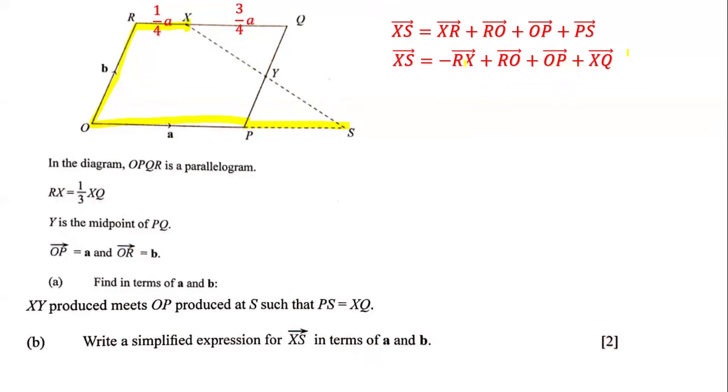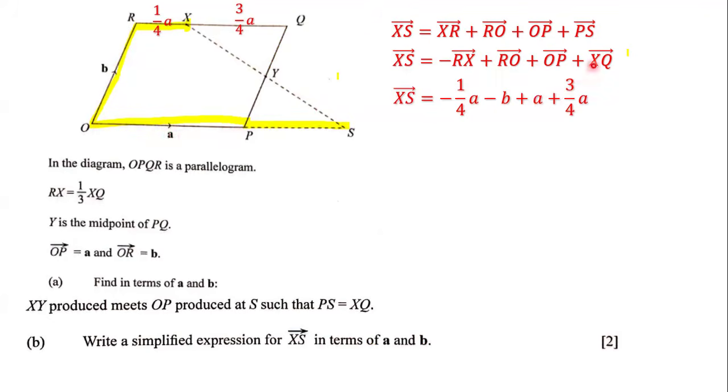And what is negative RX? Well, we know that RX is equal to a fourth A. So negative RX is going to be equal to negative 1 over 4A. RO is equal to negative B because we're going in the opposite direction of B. And then OP is equal to A, so we have OP is equal to A right here.